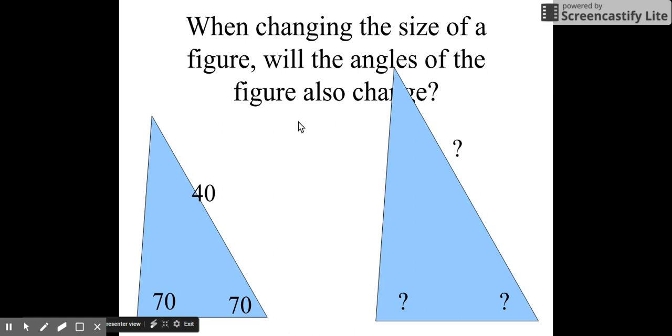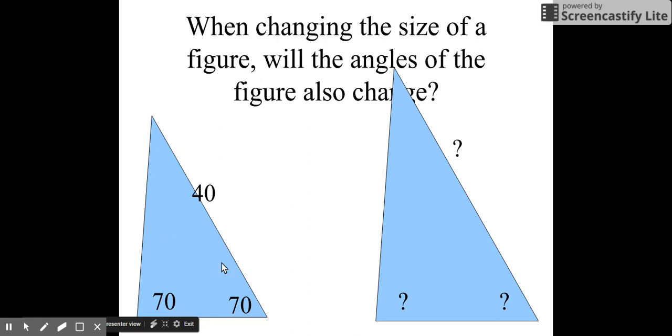All right, picking back up where we left off. The question was, if I change the size of the figure, will the angles change? Now, I said that if we keep this the same, we keep the shape the same. If I change this, then the shape will change because this will have to go out a little bit further, and then this will have to raise up a little bit to accommodate that.